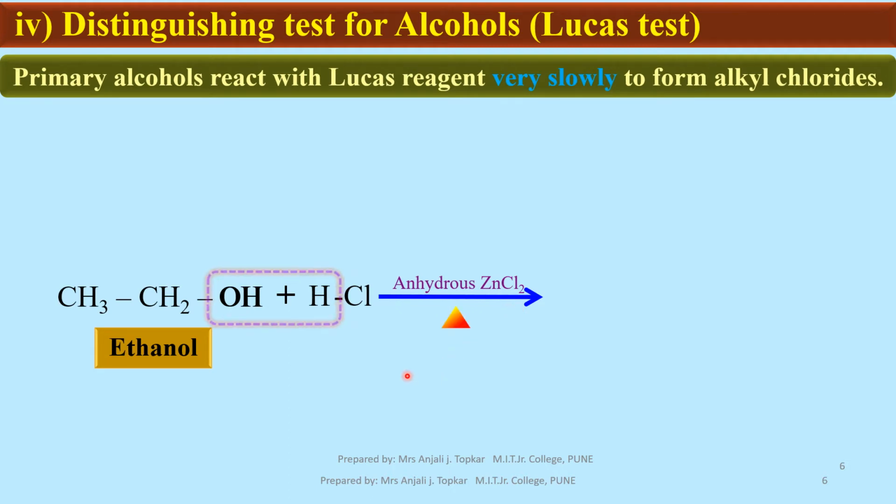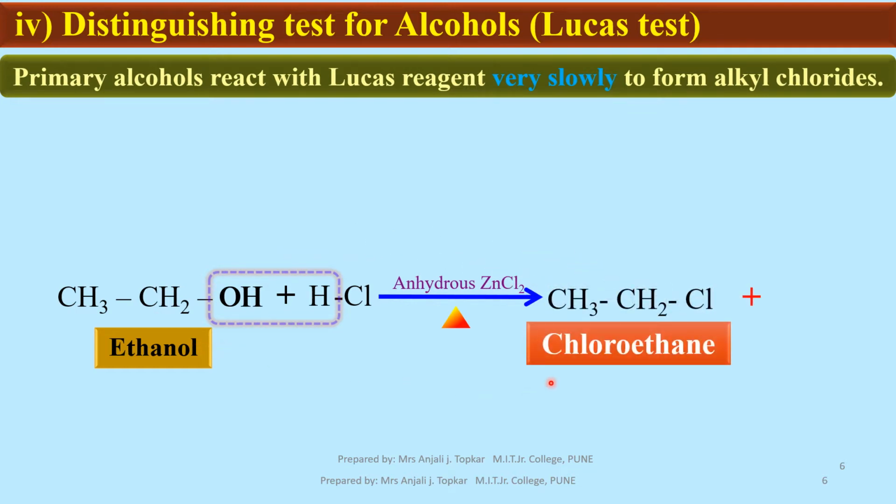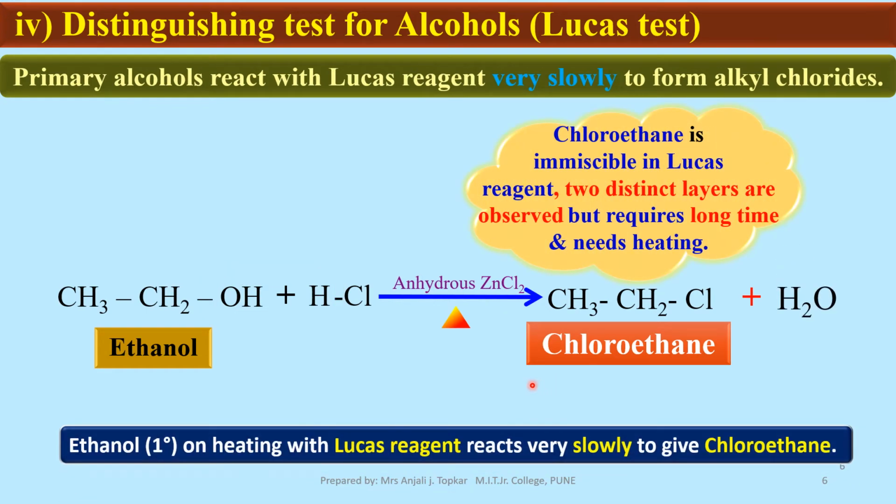on heating, water molecule is removed and Cl forms bond with this carbon atom to give chloroethane, and water is removed. Chloroethane is immiscible in Lucas reagent. Therefore, two distinct layers are observed, but it requires long time and needs heating. Primary alcohols on heating with Lucas reagent reacts very slowly to give chloroethane.